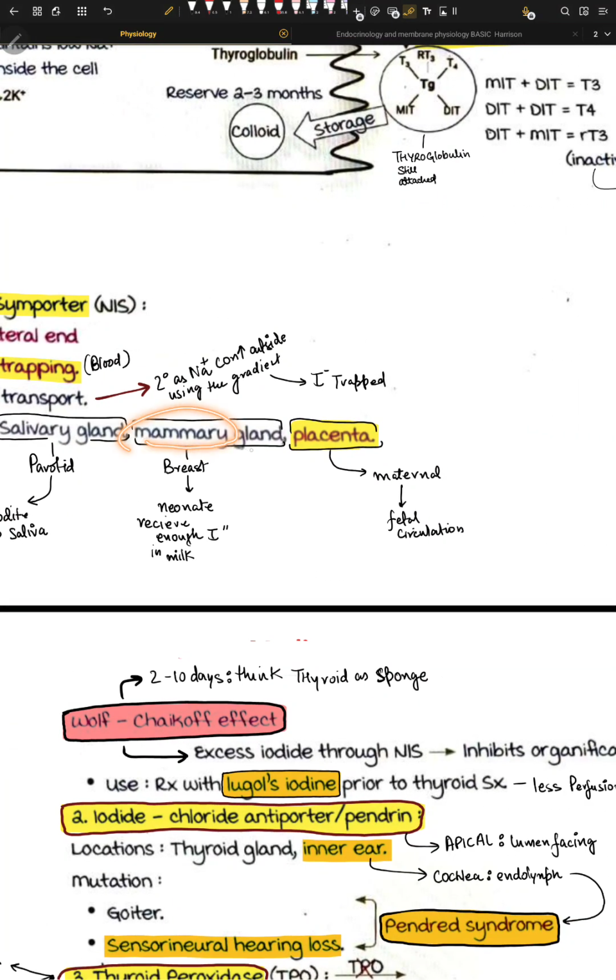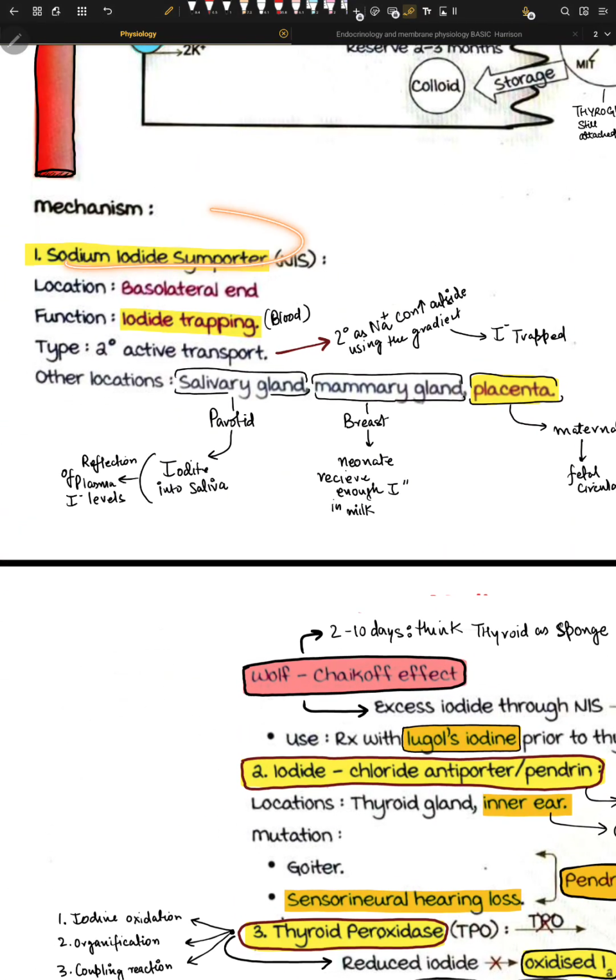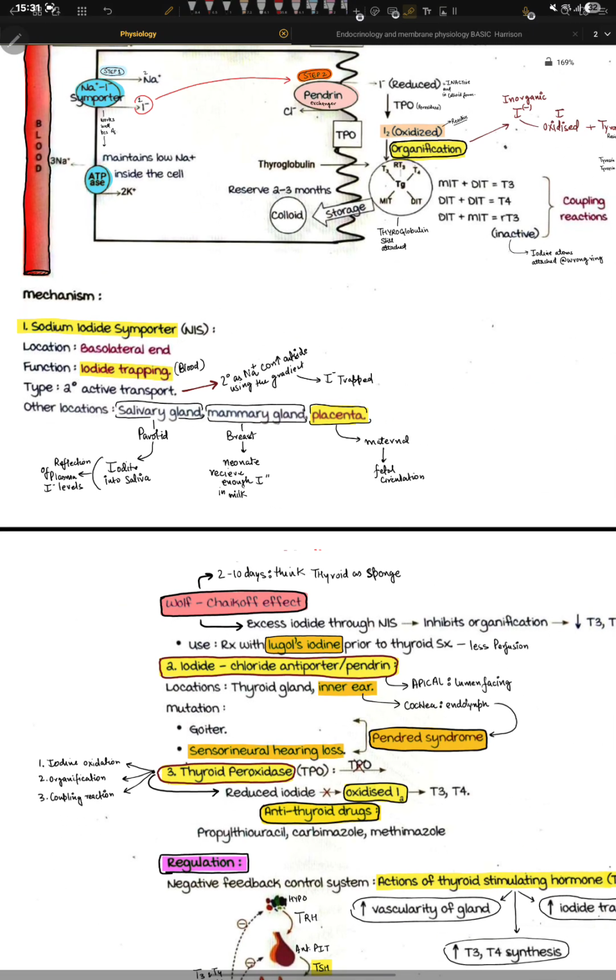Other thing, mammary glands, right? Breast. What happens is that the breast puts the iodine inside the breast milk so that the neonate can have enough iodide, so that he or she can make enough T3 and T4. In the placenta, again, this iodide can actually cross the placental barrier, and we need that iodine, we need the T3 and T4 for the development of this neonate, right? So that's why the placenta can produce these iodide and sodium symporters, right?